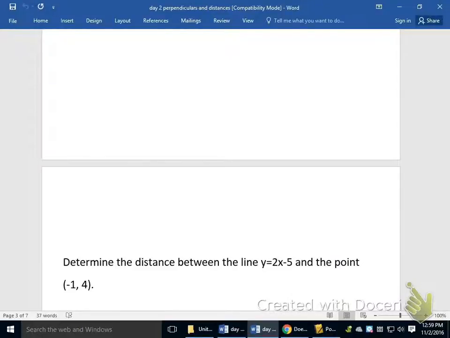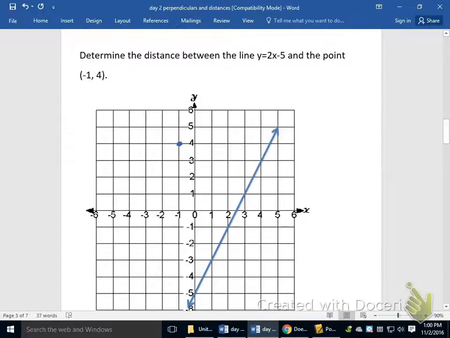So on this new problem, we're going to be actually graphing the line, plotting the point, and if you want to go ahead and take a moment to do that, we'll be calculating the distance between the point and the line. And you can see I've already got that plotted out now.